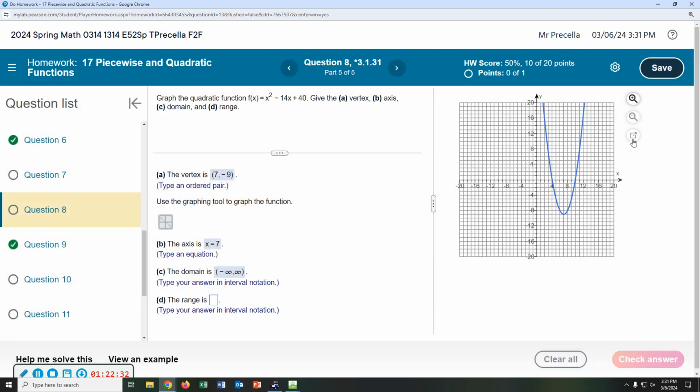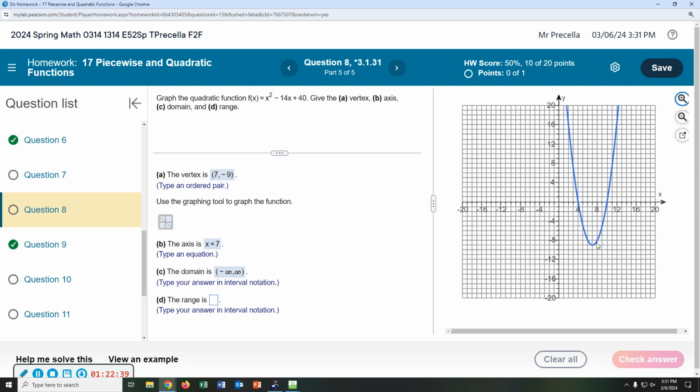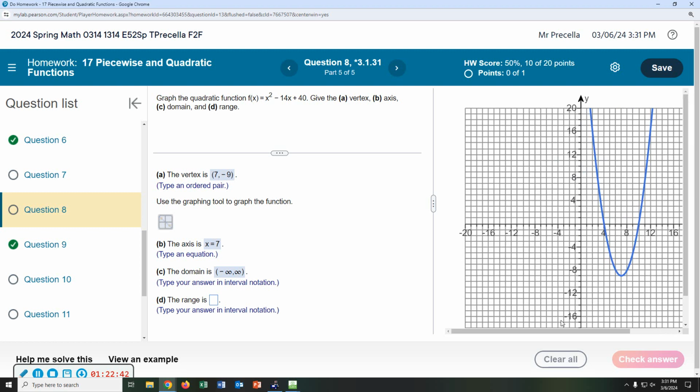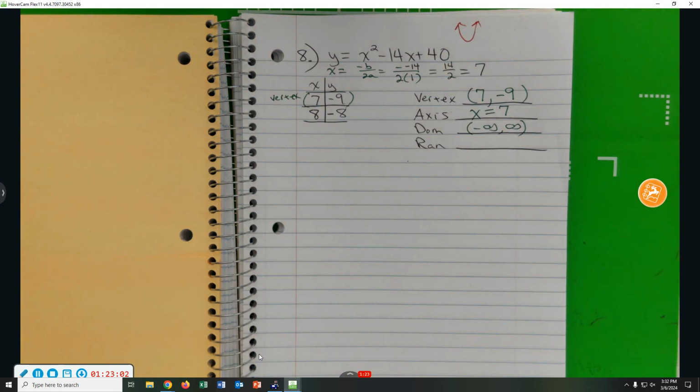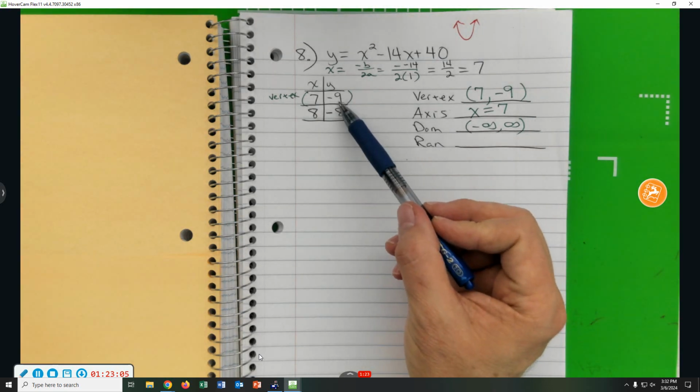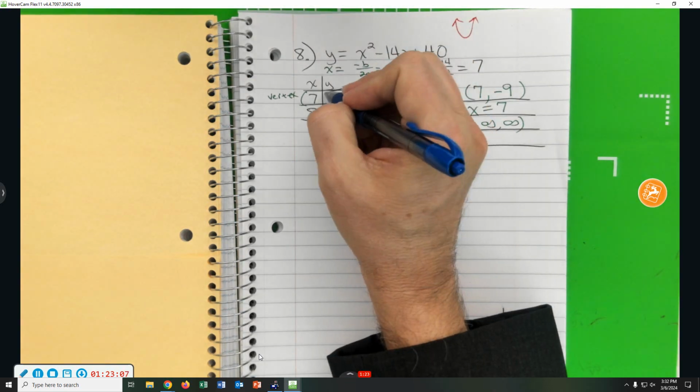Now we need to look at the range. Let me ask you something. For the vertex, let's make it bigger, is this y value corresponding to a maximum or a minimum? Is this the biggest y value on the graph or the smallest y value? It's a minimum. Okay, what's the smallest y value on that graph? -9. That's the y coordinate. Remember I said you'll use the y coordinate of the vertex when determining the range.